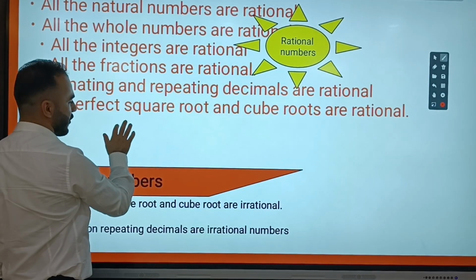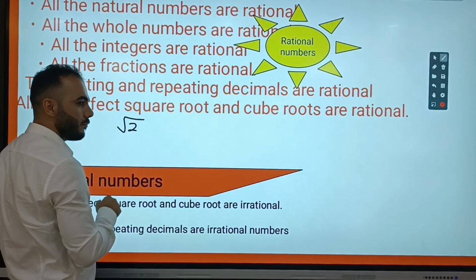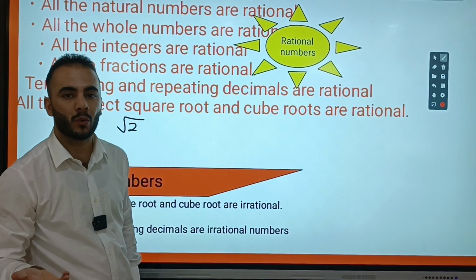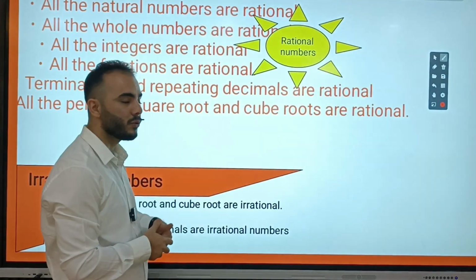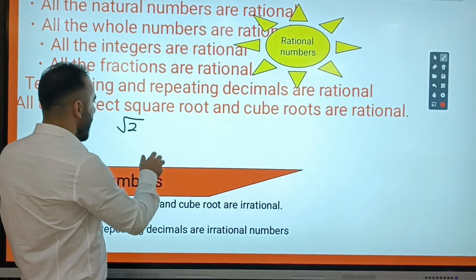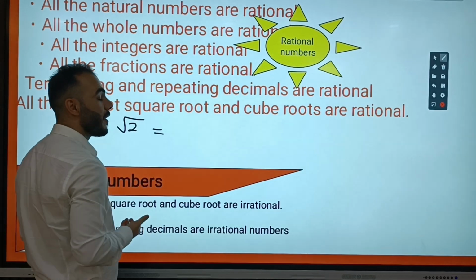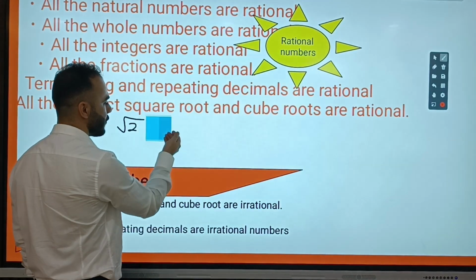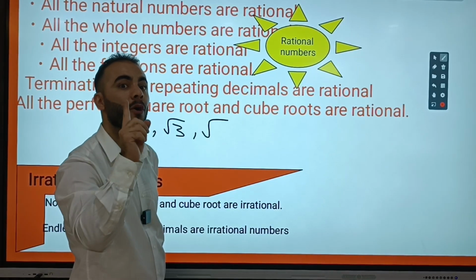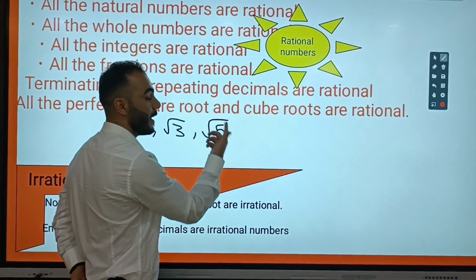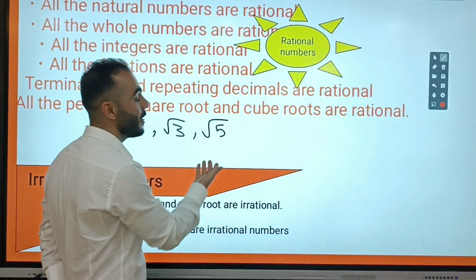Well, the imperfect one, for example, square root of 2. It's an imperfect square root. Why? Because you cannot find a number that if you multiply by itself, it gives you 2. So we cannot write this one as a fraction. How about square root of 3, square root of 4? Be careful, it's perfect. How about square root of 5? Yes, it's imperfect, so it's going to be irrational.